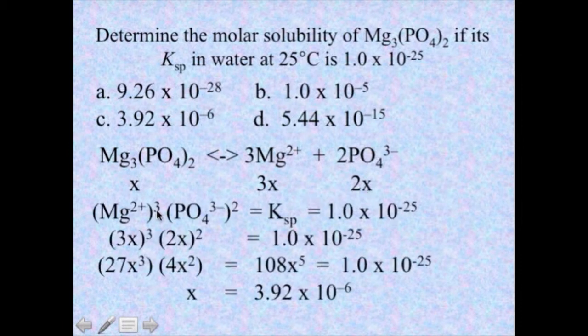Now we can plug these values into the mass action expression, which is the concentration of magnesium ion cubed times the concentration of phosphate ion squared equals KSP, or 1.0 times 10 to the minus 25. So we plug 3X in for the magnesium ion and cube it, 2X for the phosphate ion concentration and square it, solve for X, we get 3.92 times 10 to the minus 6.